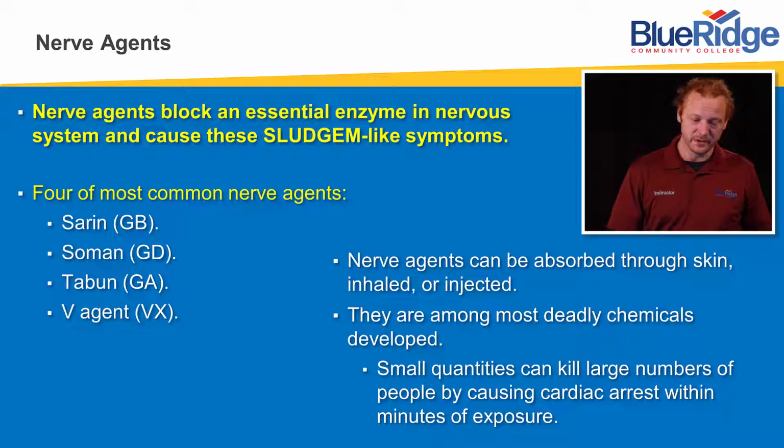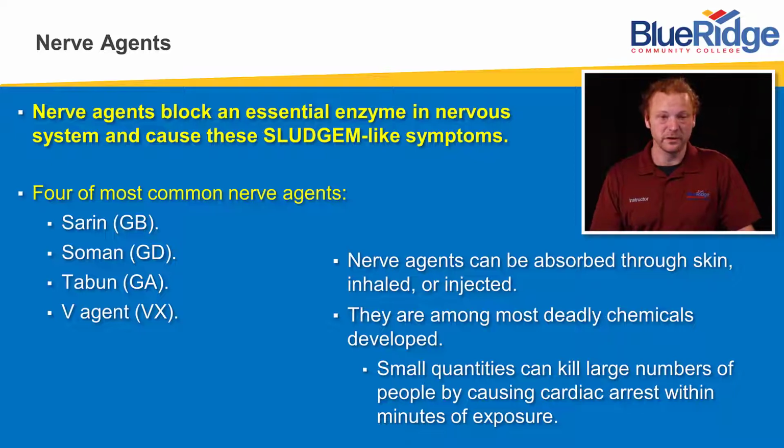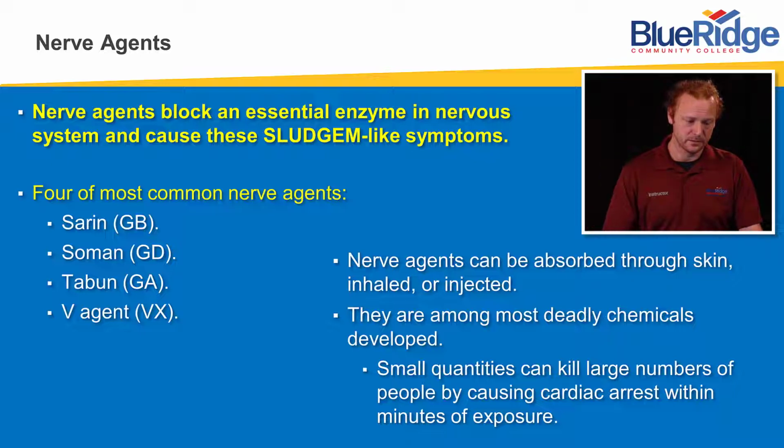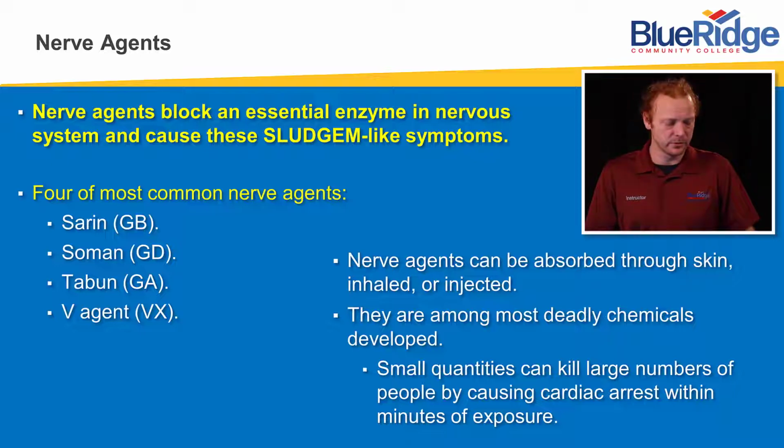The SLUDGEM acronym stands for salivation and sweating, lacrimation or excessive tearing, urination, defecation or diarrhea, gastric upset, emesis, muscle twitching, and miosis or pinpoint pupils. Four of the most common nerve agents are, again, sarin, soman, tabun, and V agent. And these would be most likely to have occurred in an act of terrorism. There are also the accidental exposures.